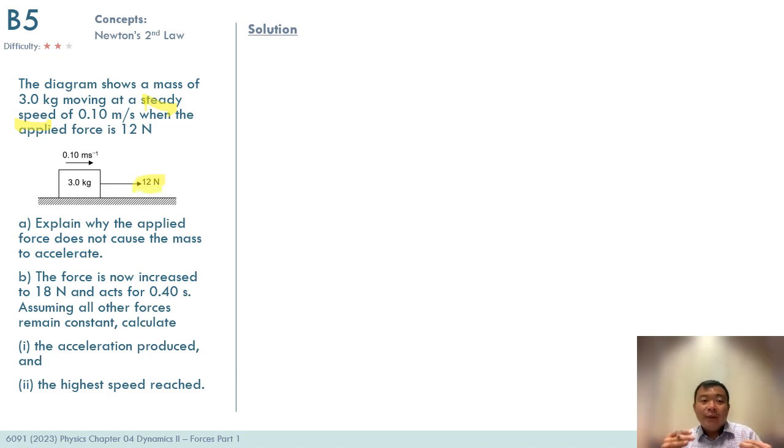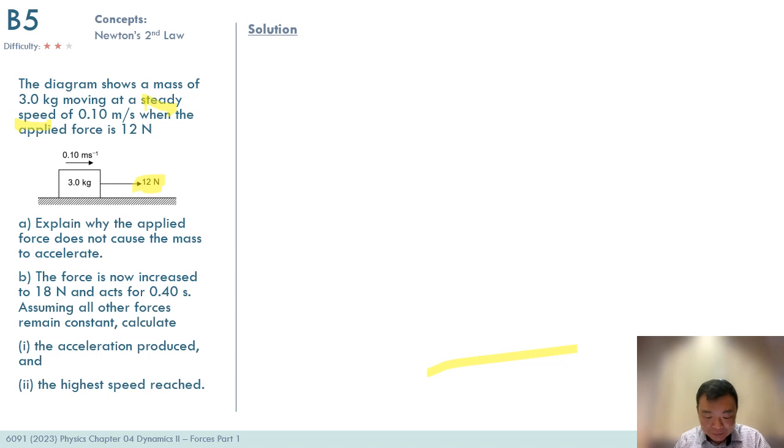Now, for something to move at a steady speed means that the object does not have any acceleration. And no acceleration by Newton's second law means that the forces are balanced, the resultant force is zero. So the applied force of 12 Newton must face an opposite resistant force of the same value, which is also 12 Newton, for the forces on this object to be balanced.